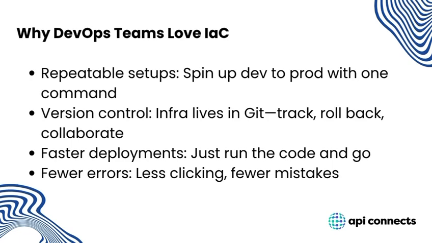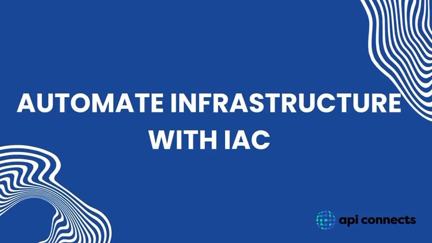You don't need to wait for manual provisioning, just run the code and go. Plus, there is reduced human error. Fewer clicks means fewer mistakes. IaC basically turns infrastructure from fragile snowflakes into reliable, reproducible machines.